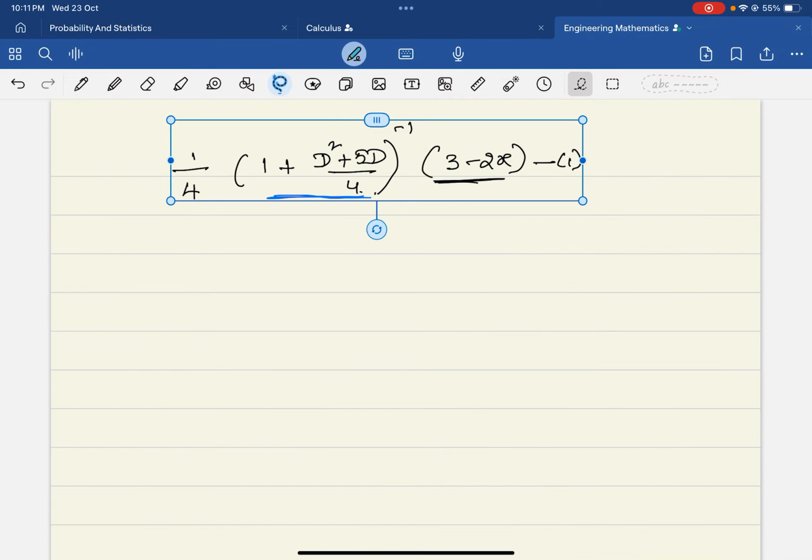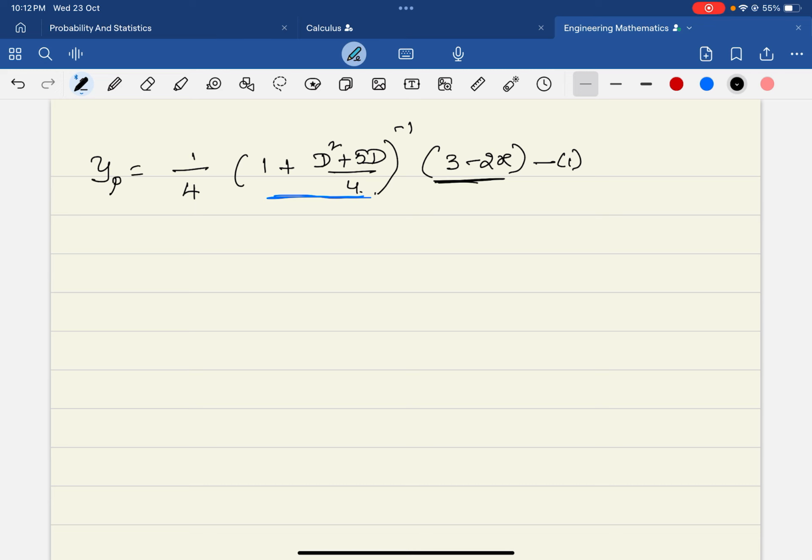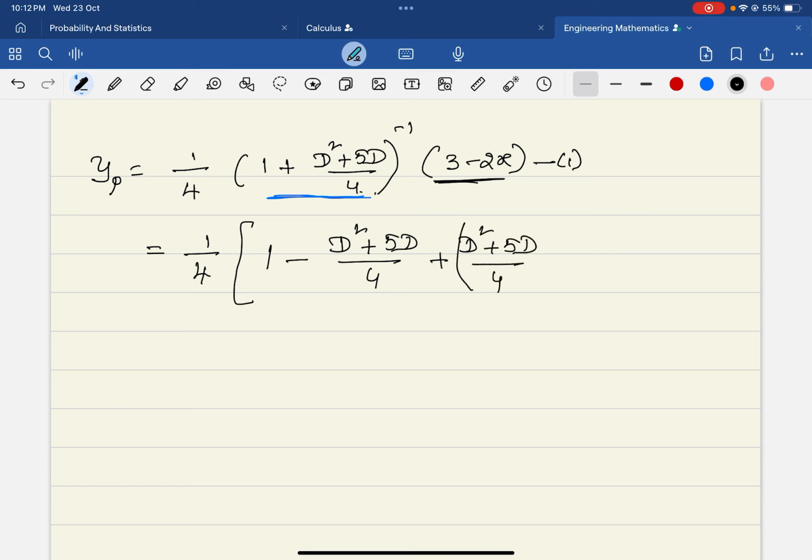So we got this one as the function. The particular integral y p is this. This is your equation 1. According to that expansion, we write 1 plus D square plus 5D by 4 power minus 1 means 1 minus D square plus 5D by 4, plus D square plus 5D by 4 the whole square. Now you can stop here because it depends upon the function 3 minus 2x.